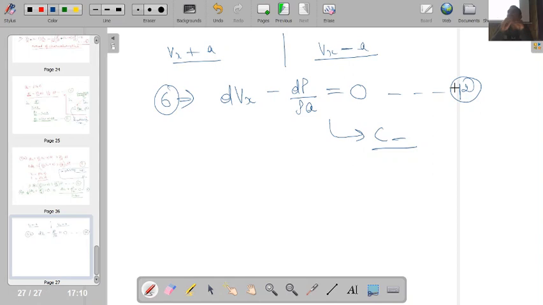So now, particularly if I am interested in the characteristic directions, then I need not solve equation number 5 and equation number 6, which are my partial differential equations. I can directly solve equation number 11 and 12, which are nothing but my ordinary differential equations.